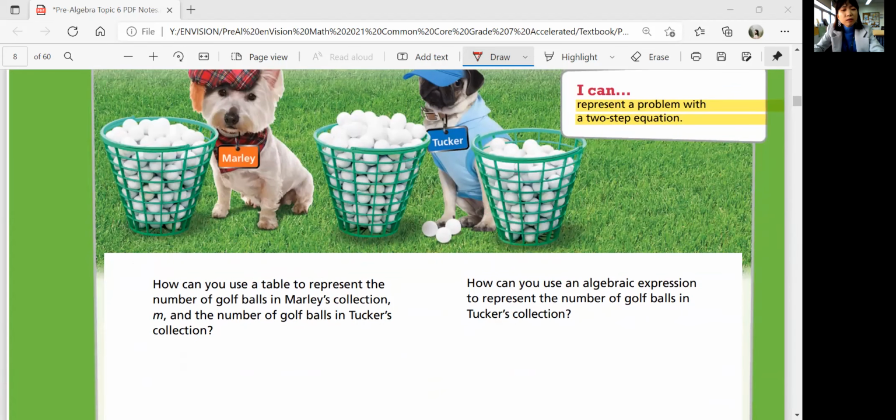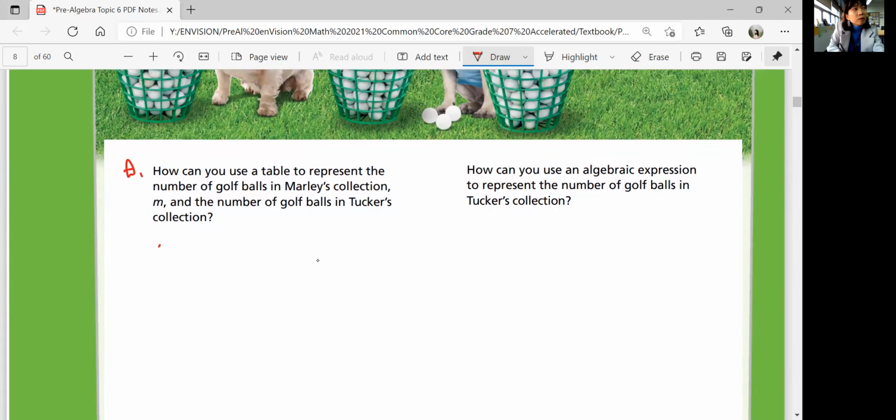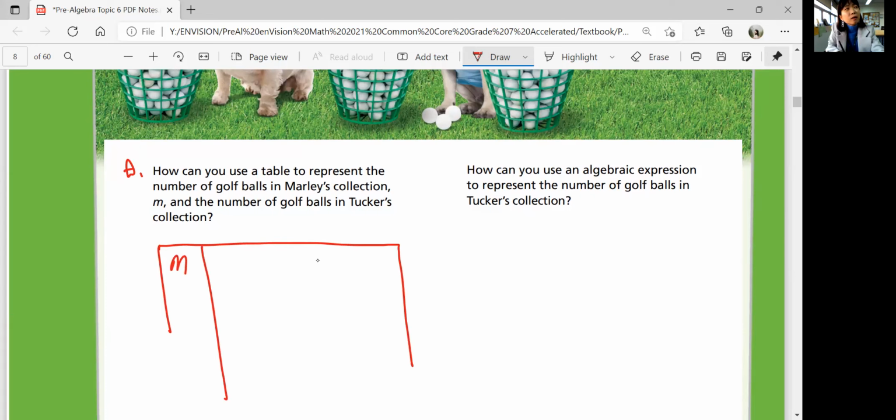So how can you use a table to represent the number of golf balls in Marley's collection, M, and the number of golf balls in Tucker's collection? So can you create a table? M is for Marley, and then the number of golf balls in Tucker's collection. So M is whatever Marley has.